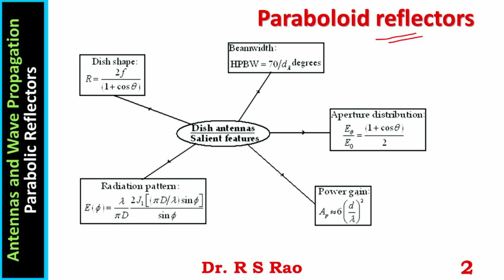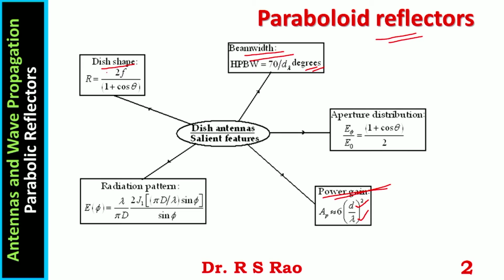Here are given 5 indicators. Power gain is given. It is nearly equal to 6 d by lambda. Lambda is wavelength, d is the diameter of the aperture. Then beam width, half power beam width is 70 over d lambda degrees. D lambda means d by lambda.